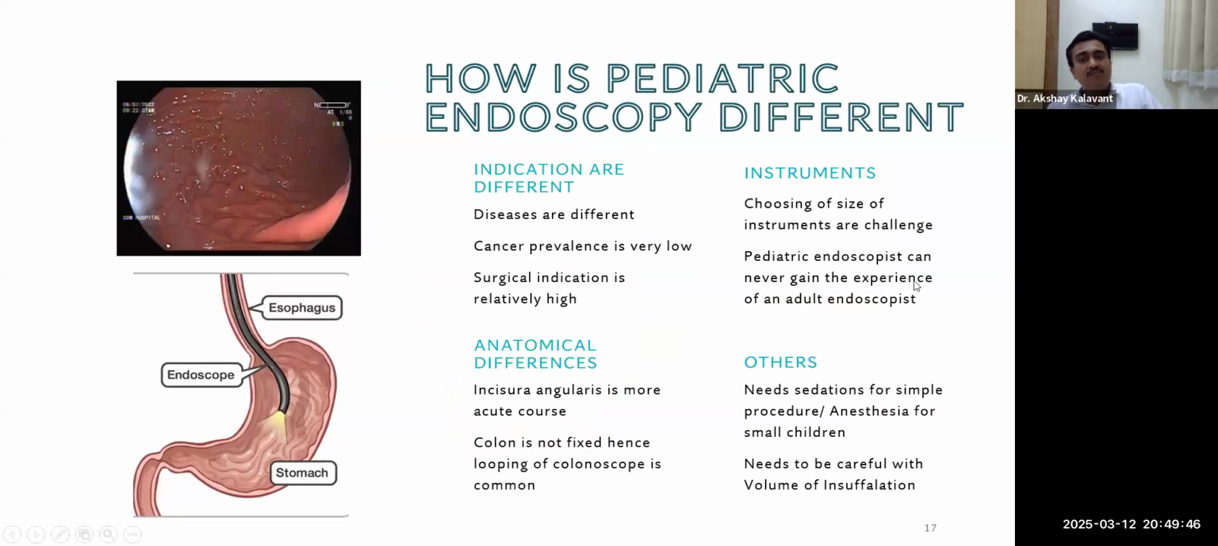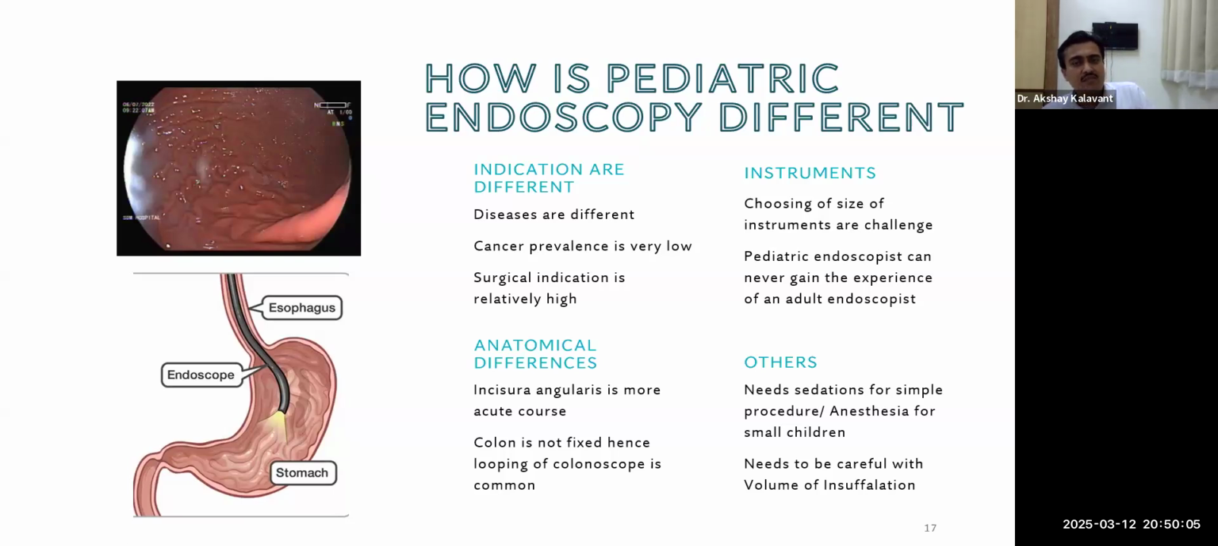Now, the question is, how is pediatric endoscopy different from adult endoscopy? That is a usual debate between pediatric and adult medical gastroenterologists. So we will try to sort it out and find out what the differences are. First, the indication is different. We treat different kinds of patients, not like adults.